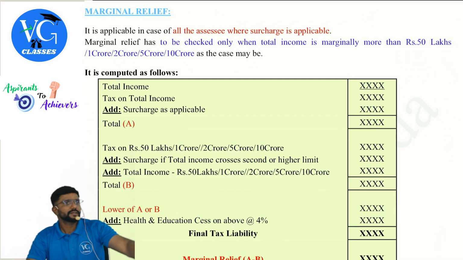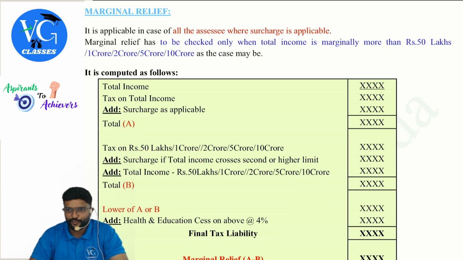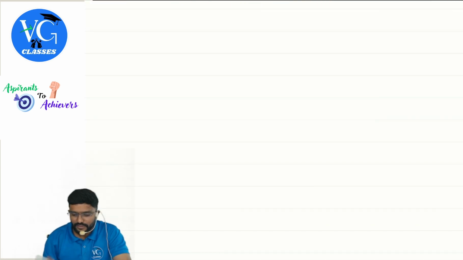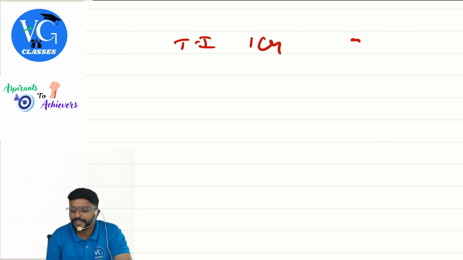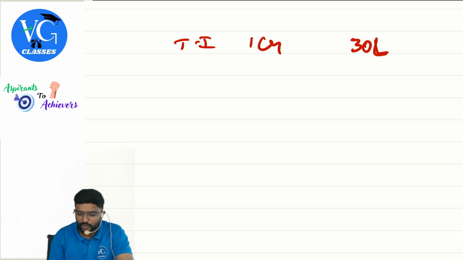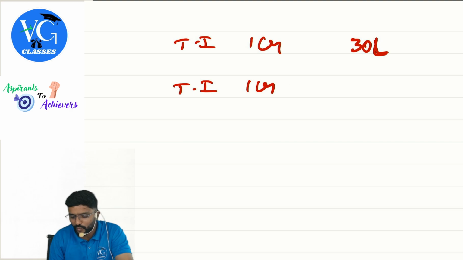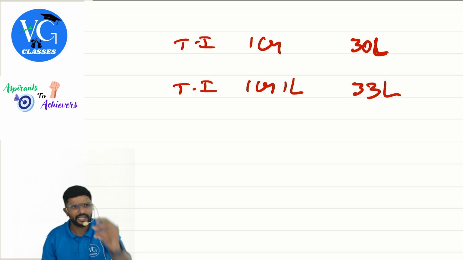Relief. Marginal relief. Now guys, whenever my total income is more than 50 lakh, 1 crore, 2 crore, 5 crore or 10 crore, I am liable to pay surcharge. Now assume, guys, listen, I will give one example. Sir, if my total income is exactly 1 crore, my tax is 30 lakh. Now my total income is 1 crore 1 lakh, but my tax liability is going to 33 lakh. I'm just taking an example, due to surcharge and all.